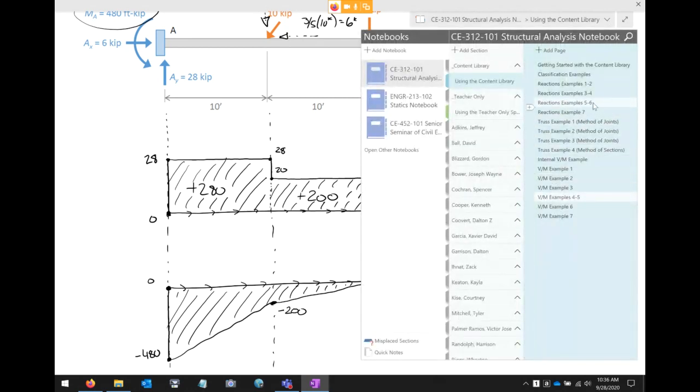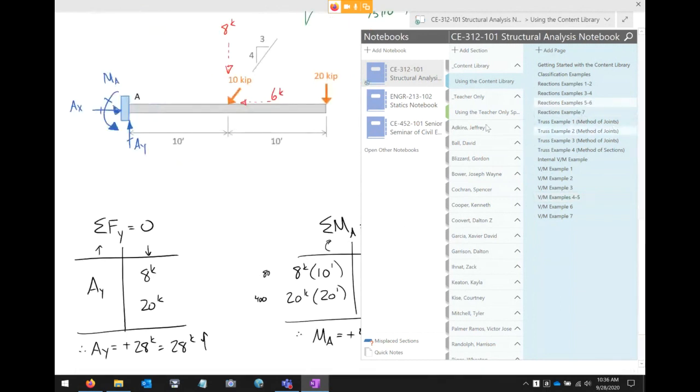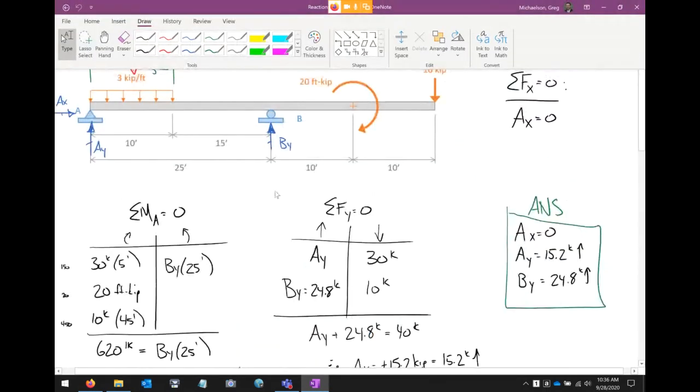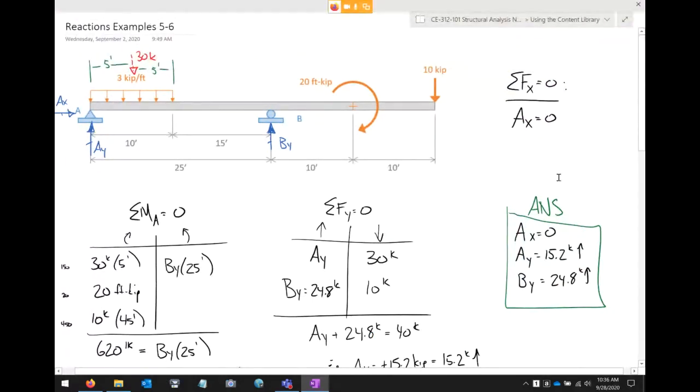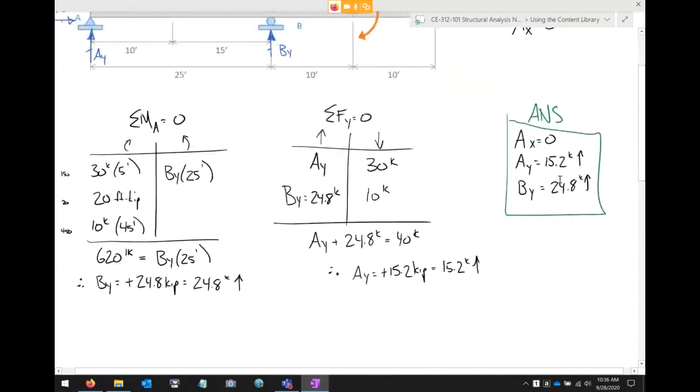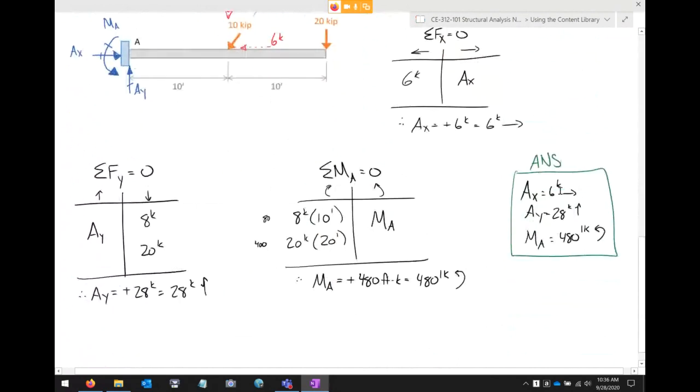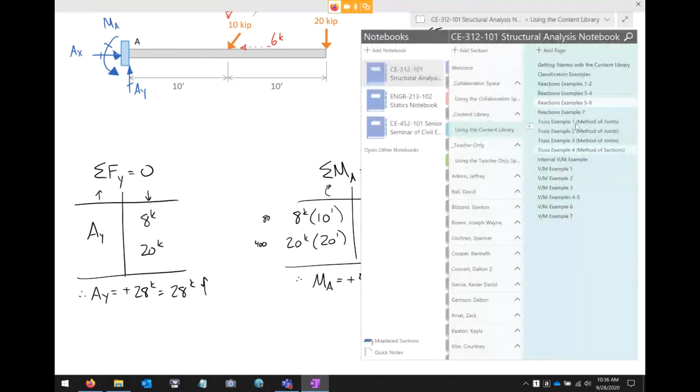So first off, I think it was right here. So yeah, this is examples 5 and 6 in the reaction side of things. And if you look, you can see here's the math that we did to determine those support reactions for these beams. So right off the bat, if you ever have any questions like, well, how did he get those values? They're right here. And remember, if you go into course content in the notebook, you can review all these calculations.